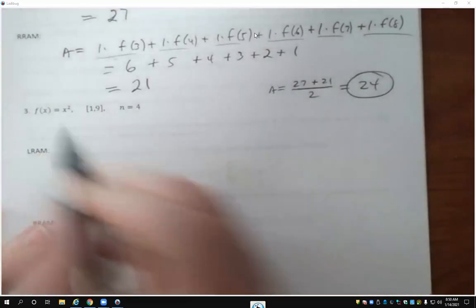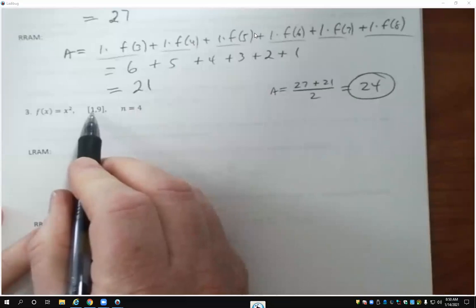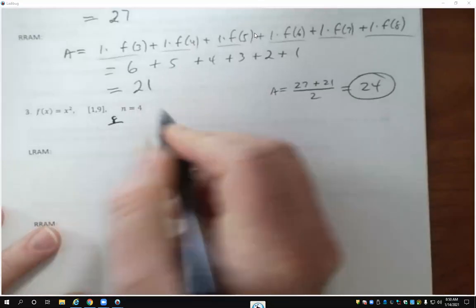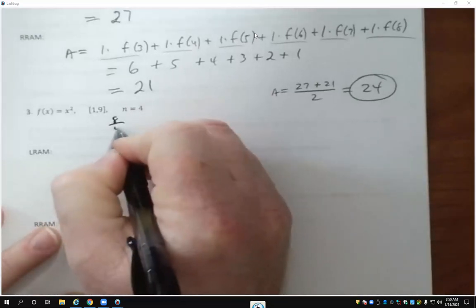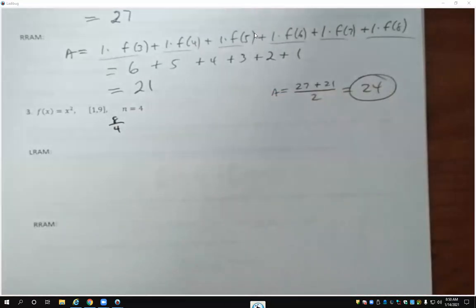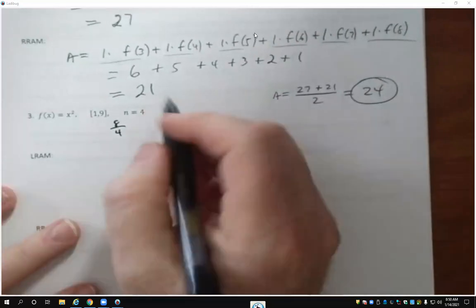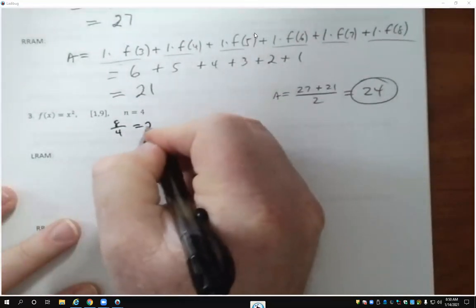So our function is x squared. The first thing I'm going to do is say my interval is from 1 to 9, which is 8 units long. And we want 4 subintervals. That's 4 rectangles. Remember we talked on Tuesday, the more rectangles you have, the closer to the exact area you're going to get. So now we're only doing 4. We did 6 in the one above, right? So 8 divided by 4 is 2.